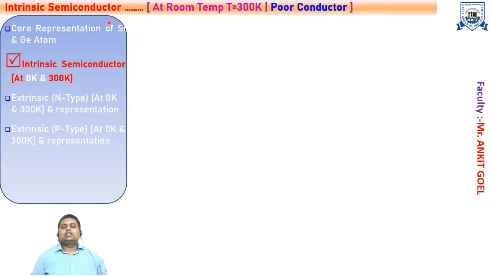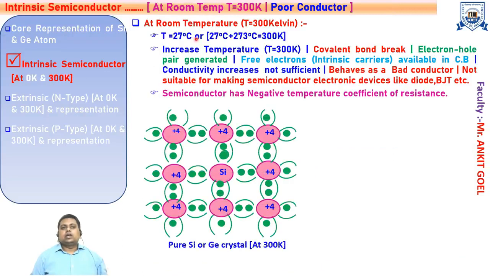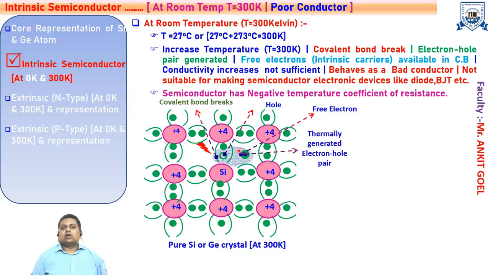Let's discuss the intrinsic semiconductor at room temperature. This is the silicon structure at absolute zero, where there are no free electrons available in the structure. But as the temperature is increased, it will break a few covalent bonds and generate free electrons. As soon as these free electrons are generated, they leave behind a vacancy in the structure called a hole. These electrons and holes, which are generated in pairs due to the breaking of the covalent bond, are called thermally generated electron-hole pairs.